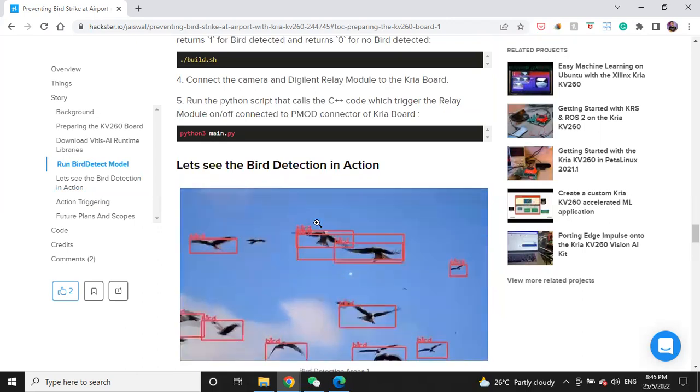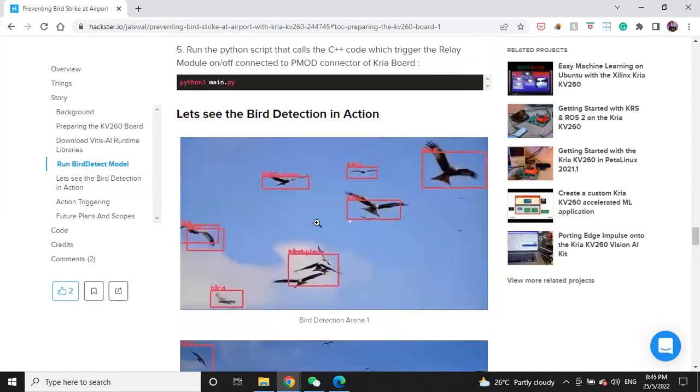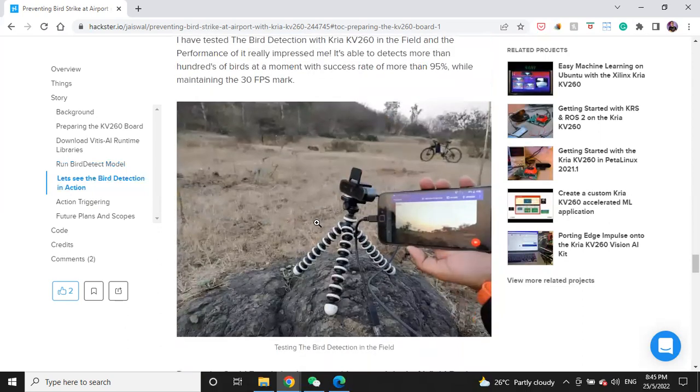I have also planned to make it foolproof. And how can I make it foolproof? I'm going to make a companion app for ground ops and for the pilots.